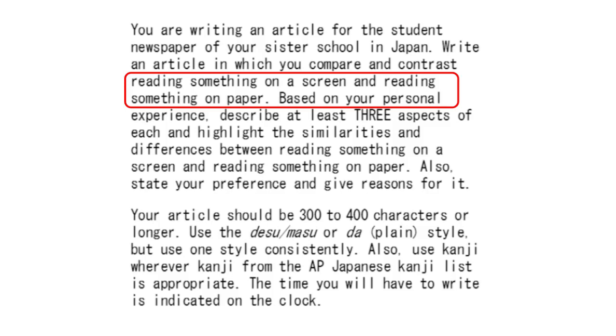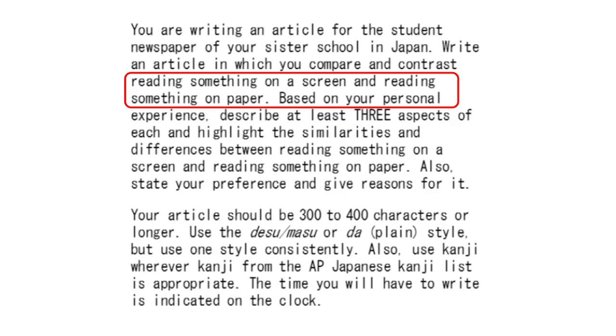Minasan, konnichi, what's up? Today I am going to begin a grammar, a sort of sentence structure, for when you're trying to compare between two things.